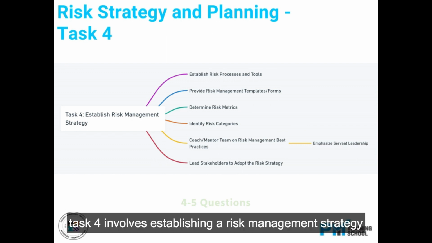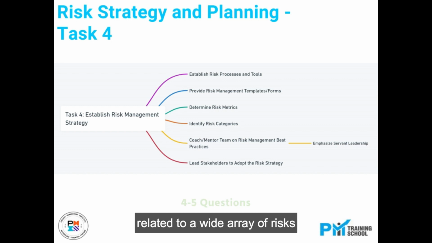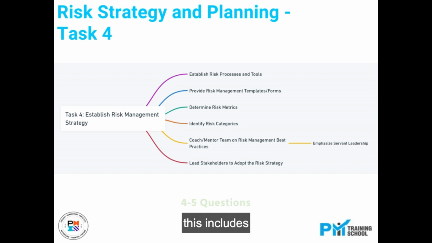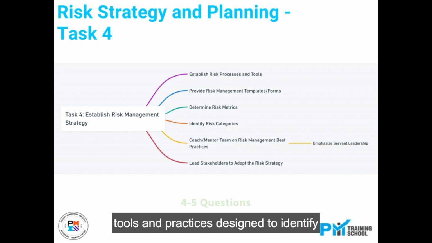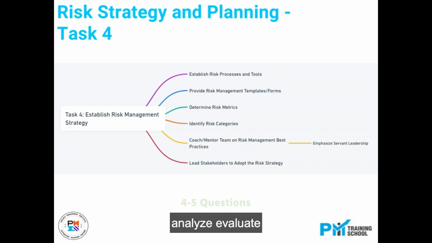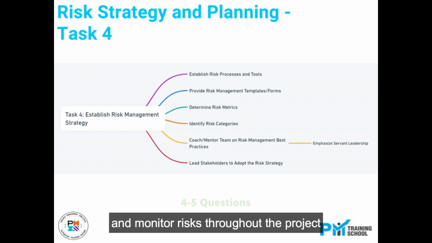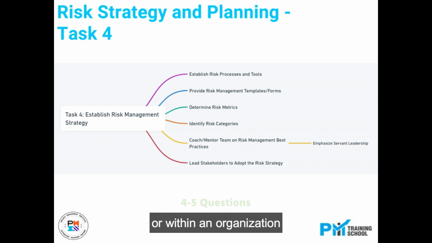Task 4 involves establishing a risk management strategy, which is a structured approach to managing uncertainty related to a wide array of risks. This includes the development and implementation of procedures, tools, and practices designed to identify, analyze, evaluate, and monitor risks throughout the project or within an organization.